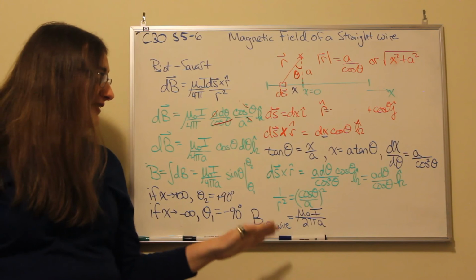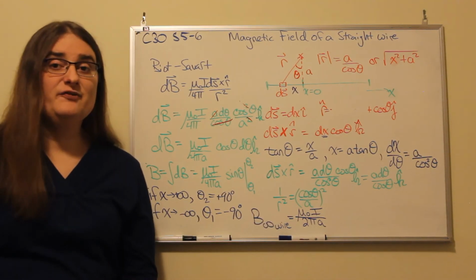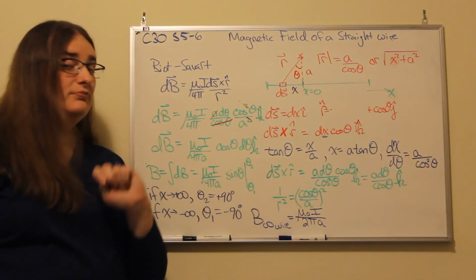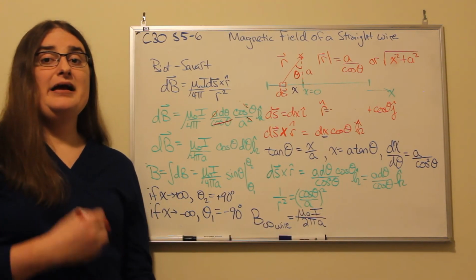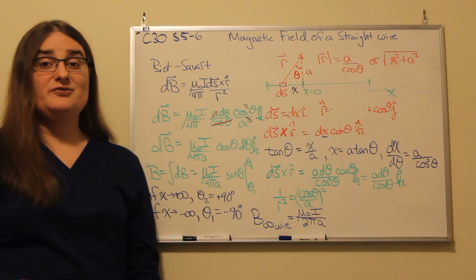So for an infinitely long wire, I get a magnetic field that would be equal to mu naught times my current divided by 2 pi and my distance away from that infinitely long wire.